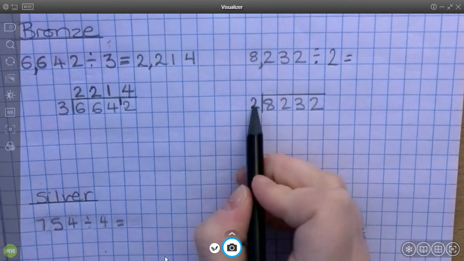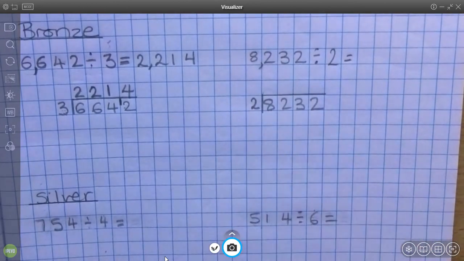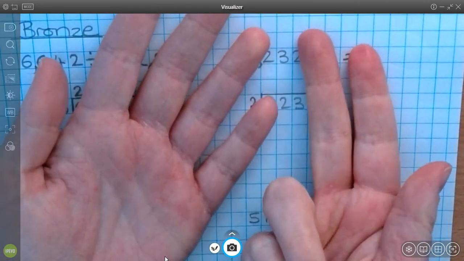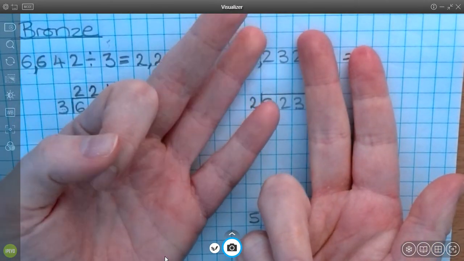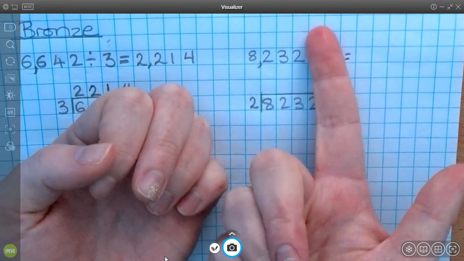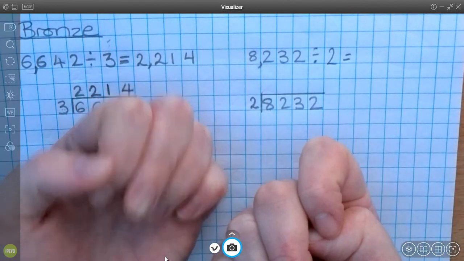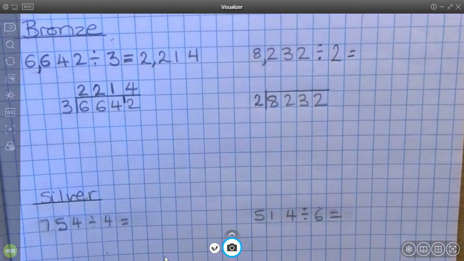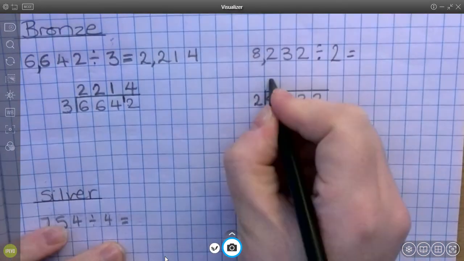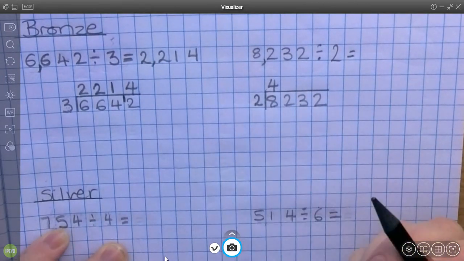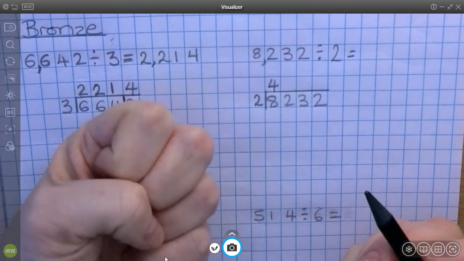So how many groups of 2 can I get out of 8? Well, if you put 8 on your hands, you can see my hands, it's a bit zoomed in, I can get 1 group of 2, 2 groups of 2, 3 groups of 2, 4 groups of 2. Okay, so I know 8 divided by 2 is 4. So I'm going to put 4 above it. How many groups of 2 can I get out of 2? Well, I can get 1 complete group out of 2.